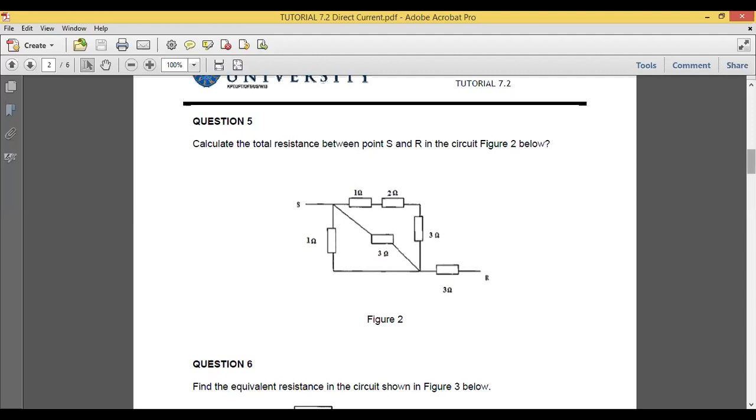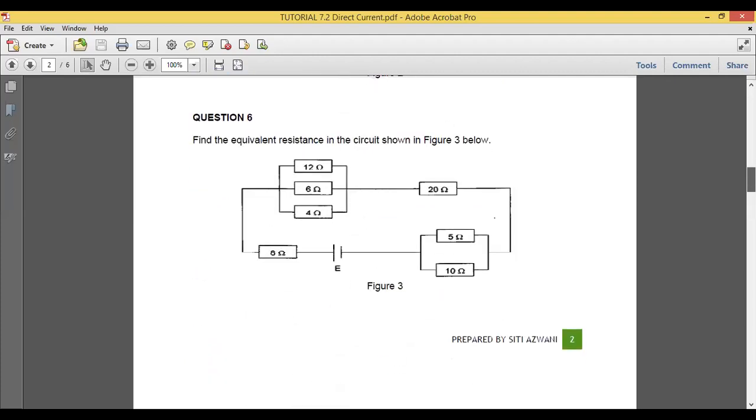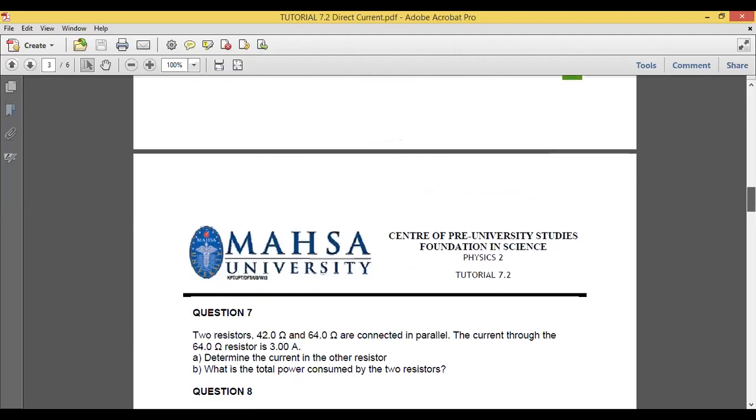This goes the same with question number 6. You have a mix of connections. You have a parallel here, you have a parallel here, and it connects with this resistor and also this resistor. So you need to calculate one by one. You need to remember the formula for how to calculate resistors in series and how to calculate the total resistance in parallel. Is it clear? Let's go to the next question.